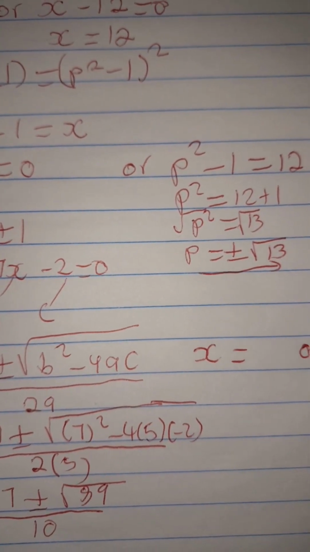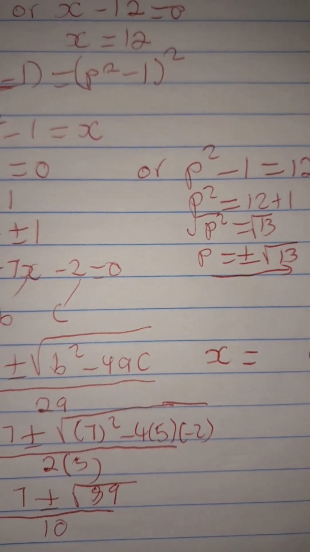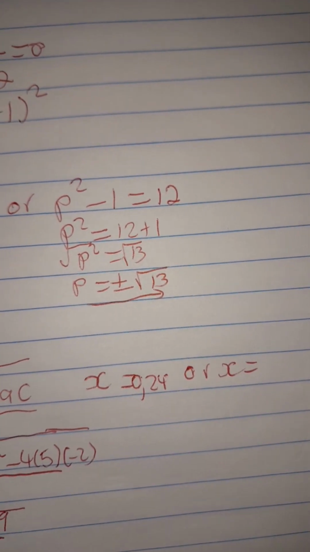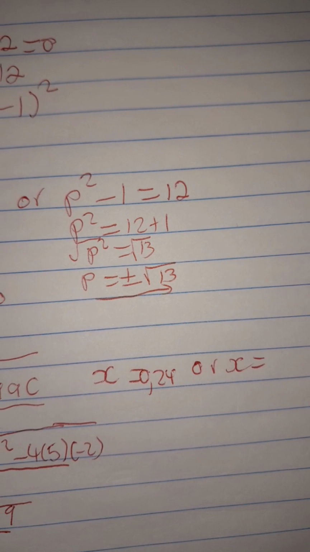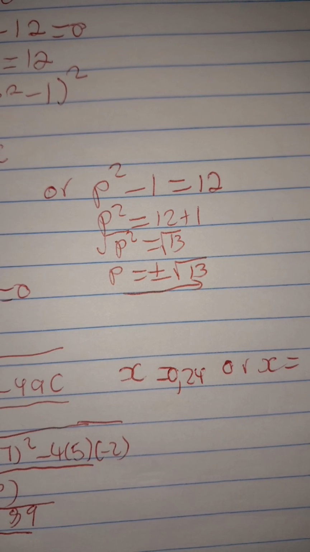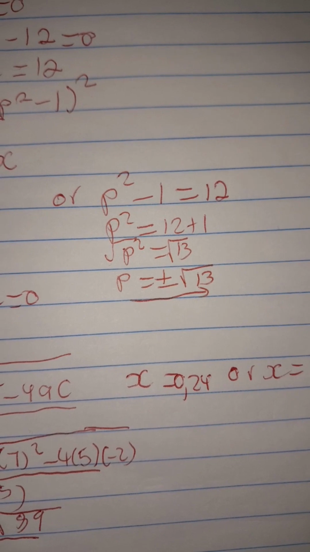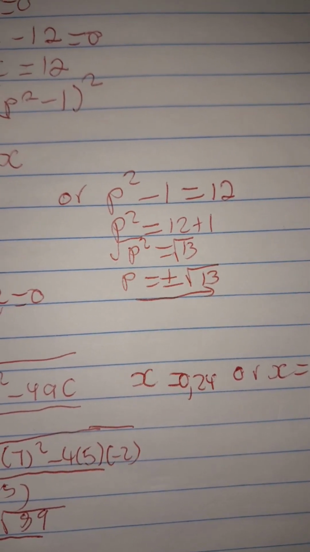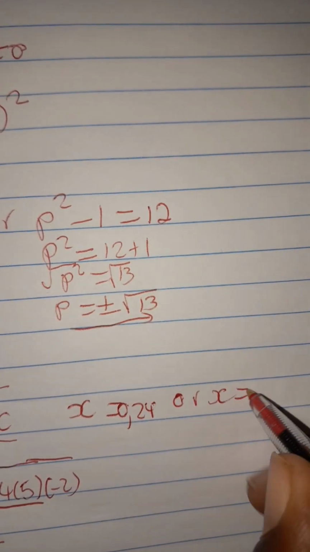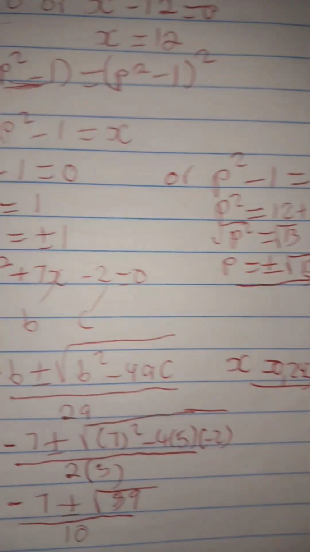So when we say negative 7 plus root 89 divided by 10, correct to 2 decimal places, we get 0.24. The other one, let's see, what are we getting? Negative 7 minus root 89 divided by 10. We get negative 1.64 as the solution in this case.